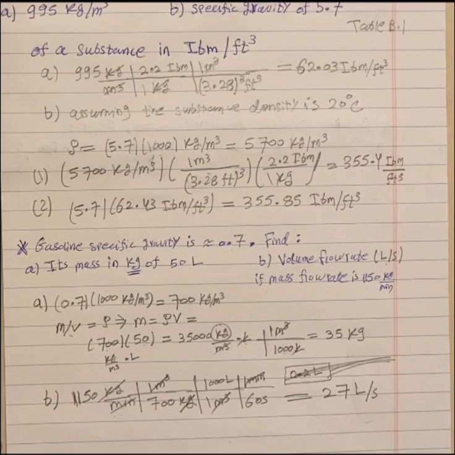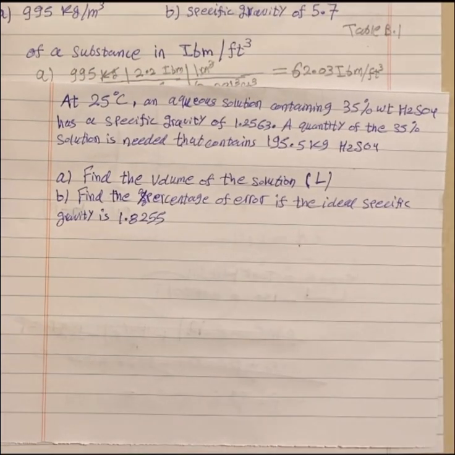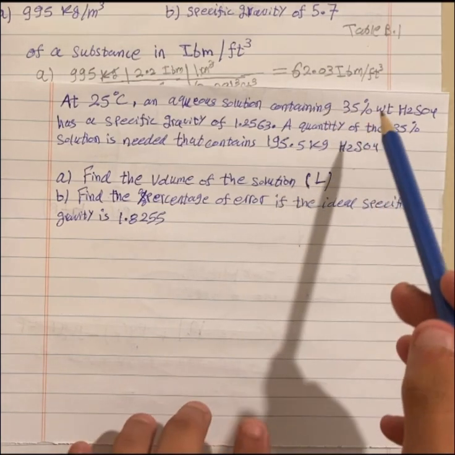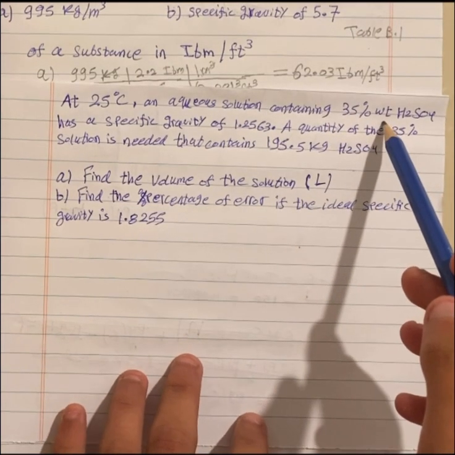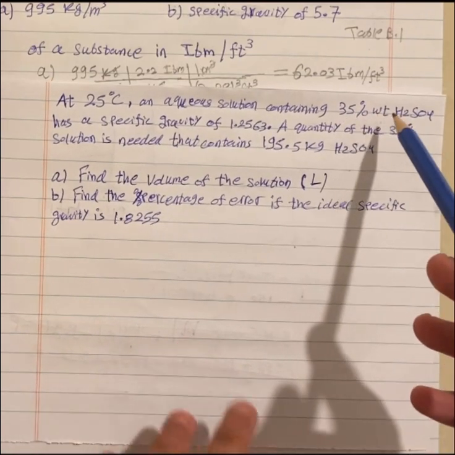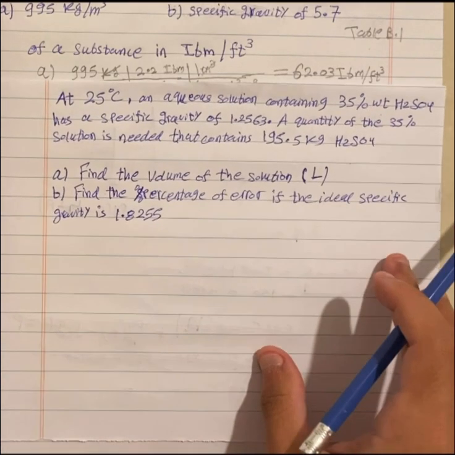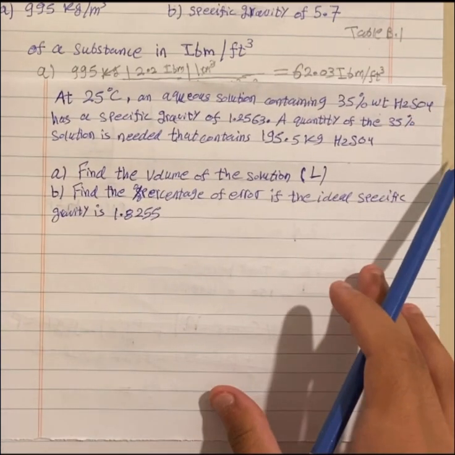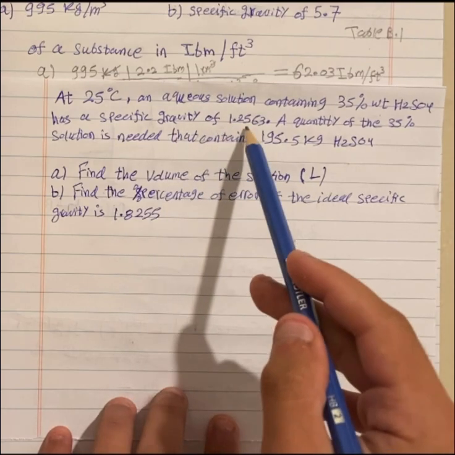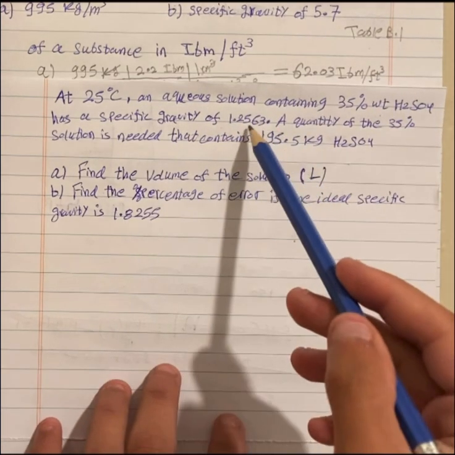And now, because CHE drug does not give any simple questions, let's consider the complicated stuff. We have at 25 degrees Celsius an aqueous solution containing 35% WT here. This means that this 35% is by weight or by mass. So we're talking about mass, not mole fraction, of H2SO4. It has a specific gravity of 1.2563. If I write it well, you will read it.